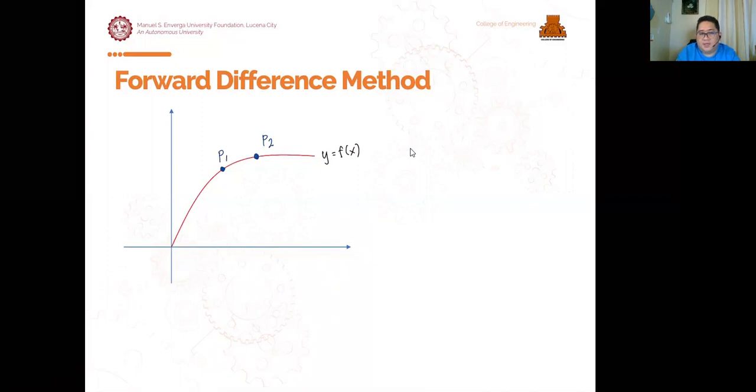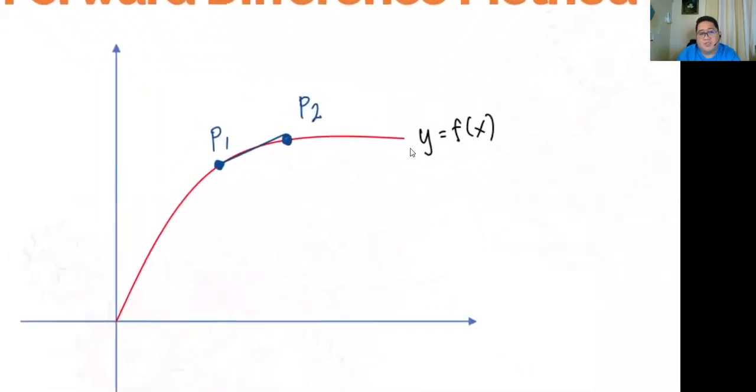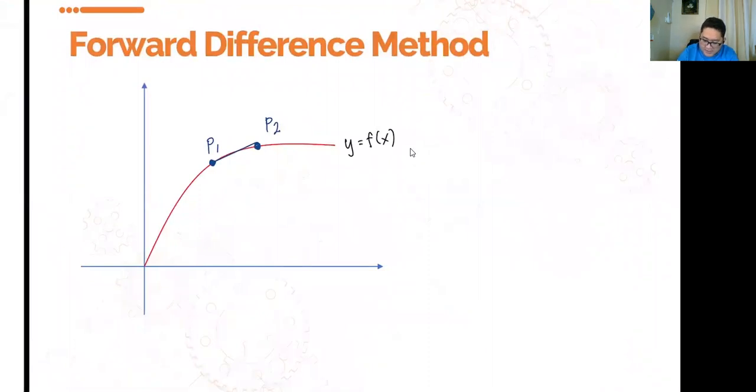Now, when we consider this curve and we are asked to get the first derivative, it means we are asked to get the slope. How do we get the slope? Once we have our two points, we can connect them, and as you can see, we formed a line. That line is more or less approximately equal to our curve, depending on the size of the step, or the distance between P1 and P2. But generally speaking, the line connecting P1 and P2 will give you the same value for that part.